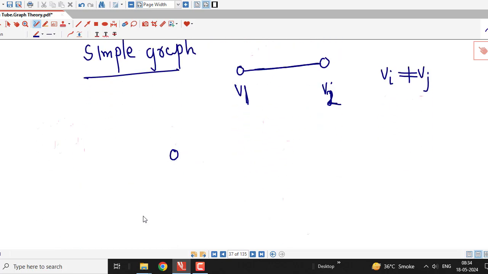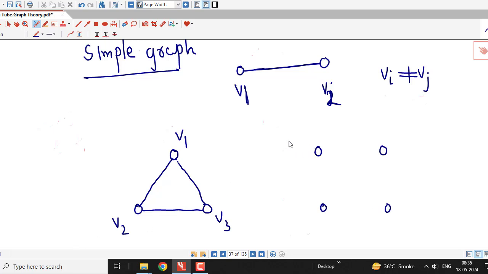Suppose I have three vertices, then to draw the complete graph, I have to join every pair of distinct vertices. So V1 and V2 must be joined by an edge, V1 and V3 must be joined by an edge, and V2 and V3 must be joined by an edge. Similarly, we can draw a complete graph on four vertices denoted by V1, V2, V3, V4.